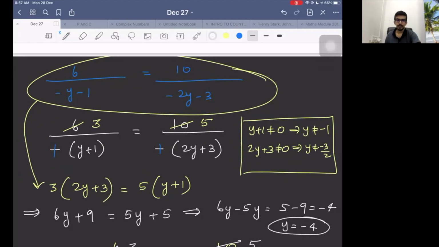And of course, y is equal to minus 4 does not break any of the conditions. So y equal to minus 4 is indeed a solution. Yes, okay. Is this fine? Tell me, is this fine? Yes, cool.